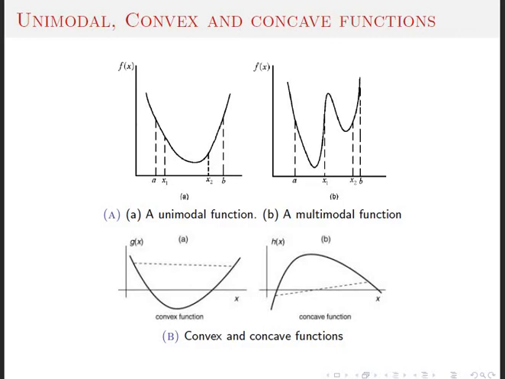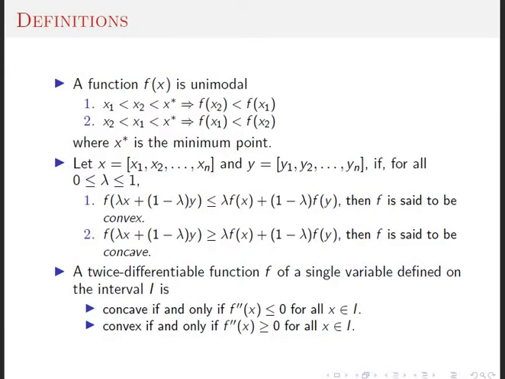These concepts are illustrated in this figure. Clearly, you can see that in the convex function, the line segment joining two points on the graph lies above the graph at any point, while in the concave function, no line segment joining two points on the graph lies above the graph at any point. If the function is twice differentiable, then it is concave if and only if its double derivative is negative. Otherwise, it's convex.